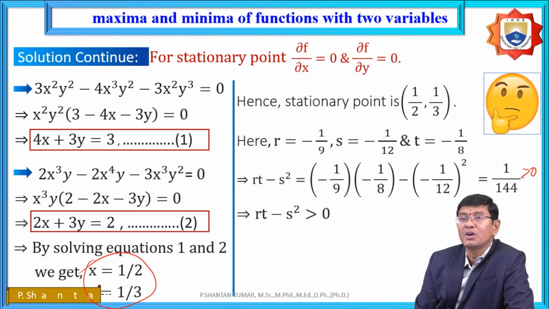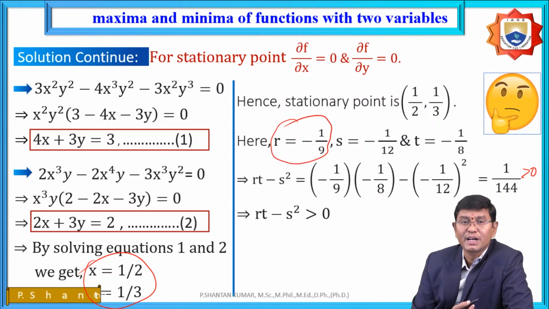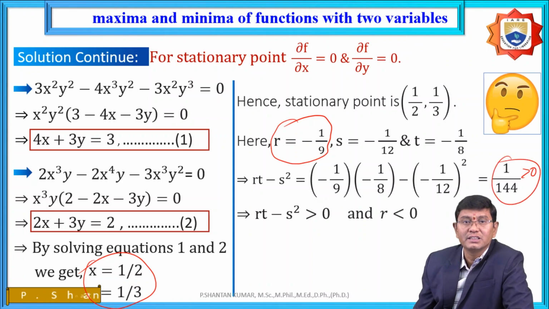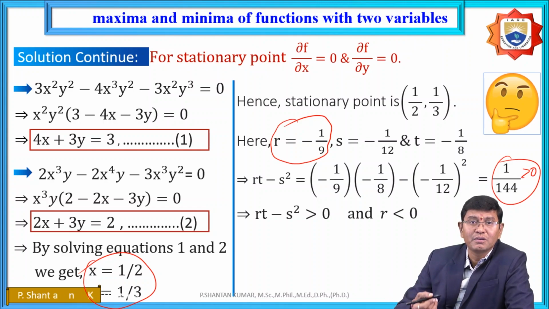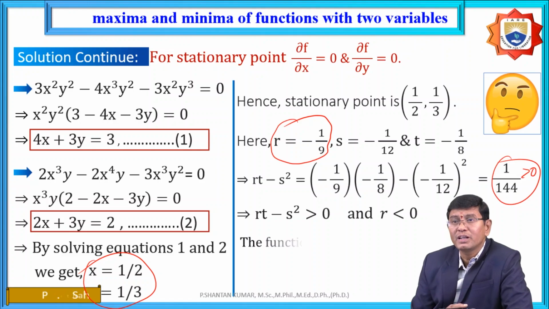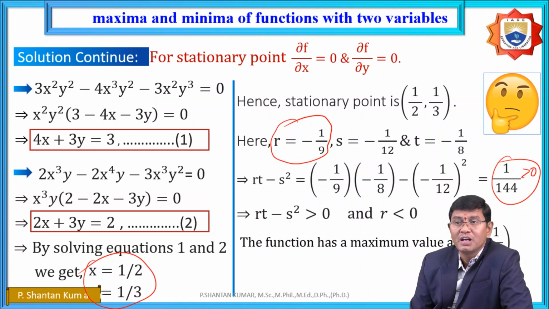Moreover, rt minus s square is greater than 0, and here r is less than 0, because a negative value is less than 0. Therefore the conclusion is rt minus s square is greater than 0 and r is less than 0. As you know from the working rule, the function is said to be a maximum function. Therefore the function is maximum at the point 1 by 2 comma 1 by 3.